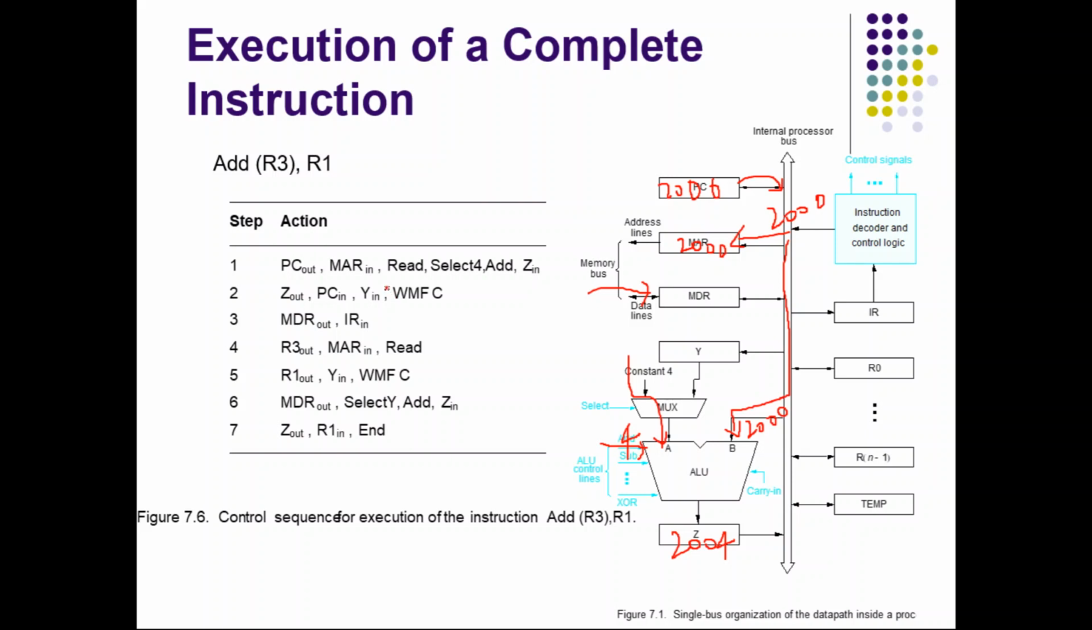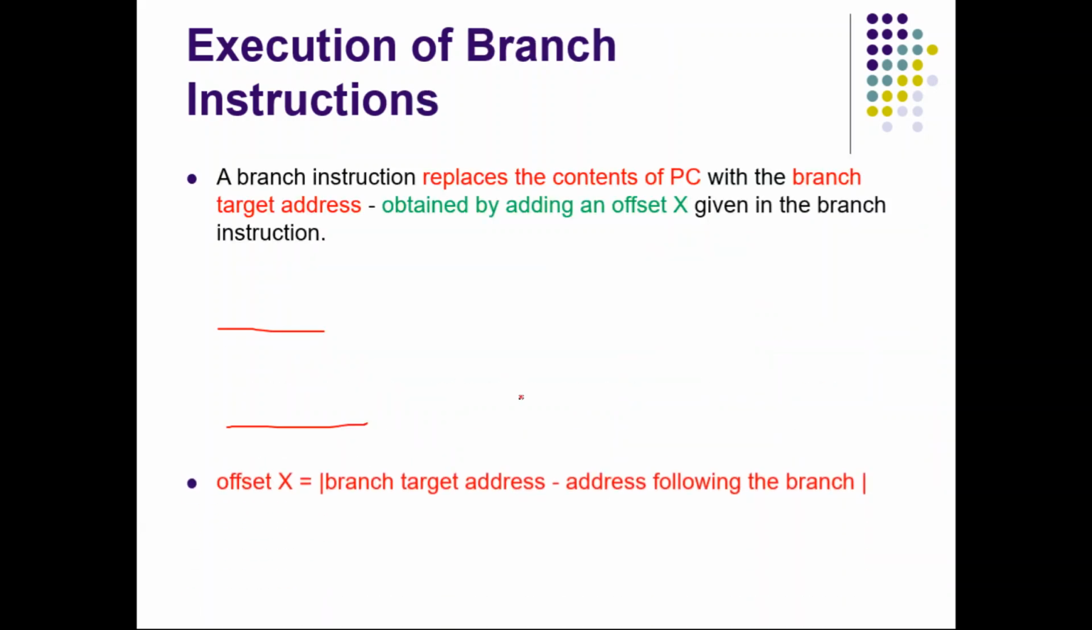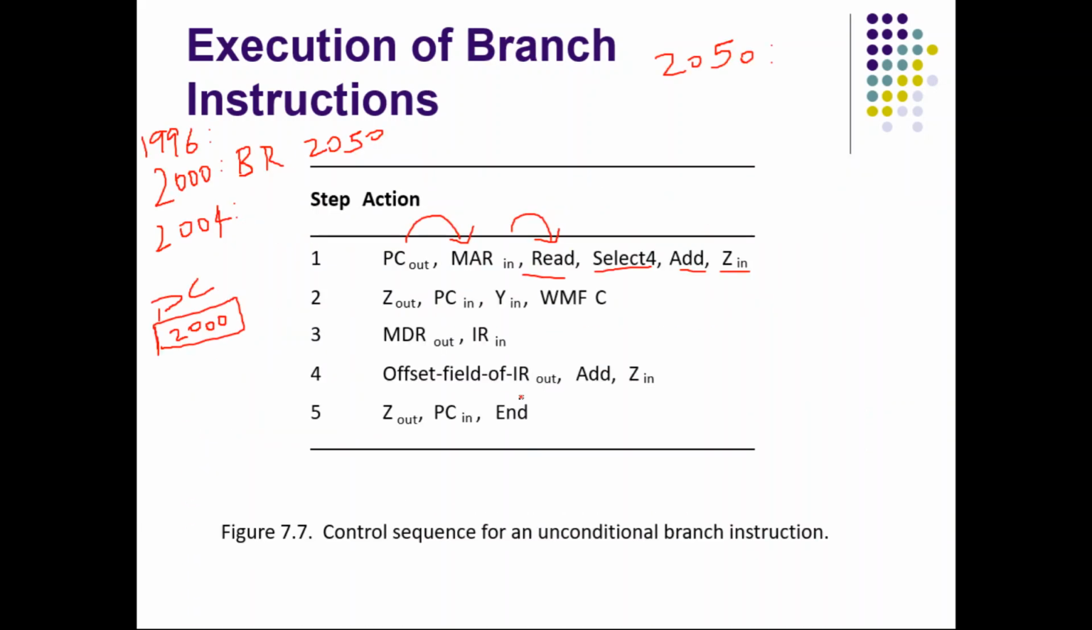But the current instruction is a branch instruction, so let us see how it changes to the actual branch. Z in, then what we say: Z out, PC in and Y in. That is, whatever is in Z goes to PC in and also to Y in.